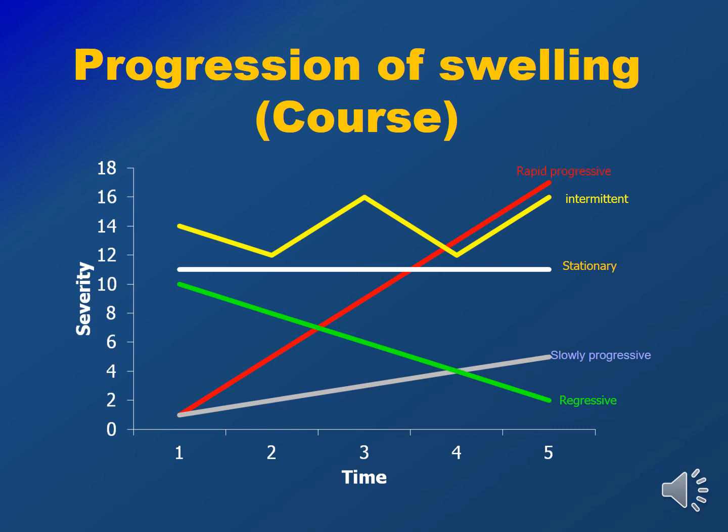Course of the swelling. When did the swelling appear, and what has happened until now? Is it slowly progressive in course? This means benign neoplasm. Rapidly progressive in course is malignant. It may be stationary, or regressing, decreasing in size, which is a character of inflammatory swelling, or it is intermittent.